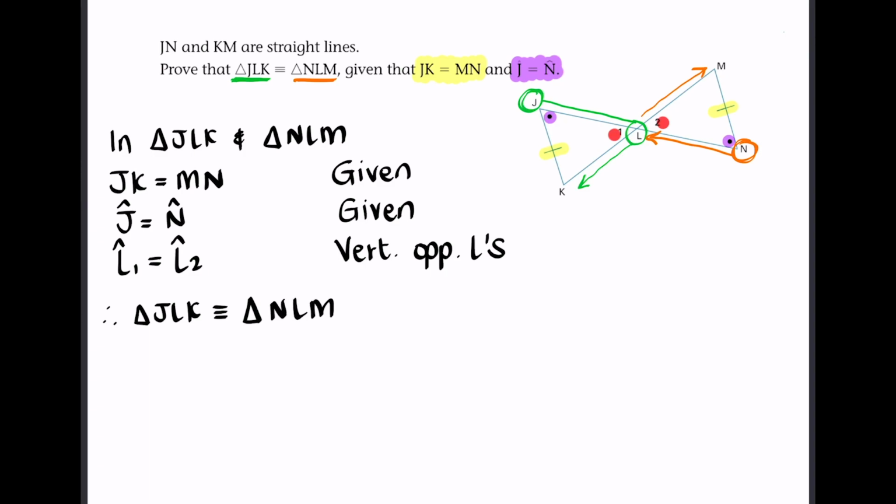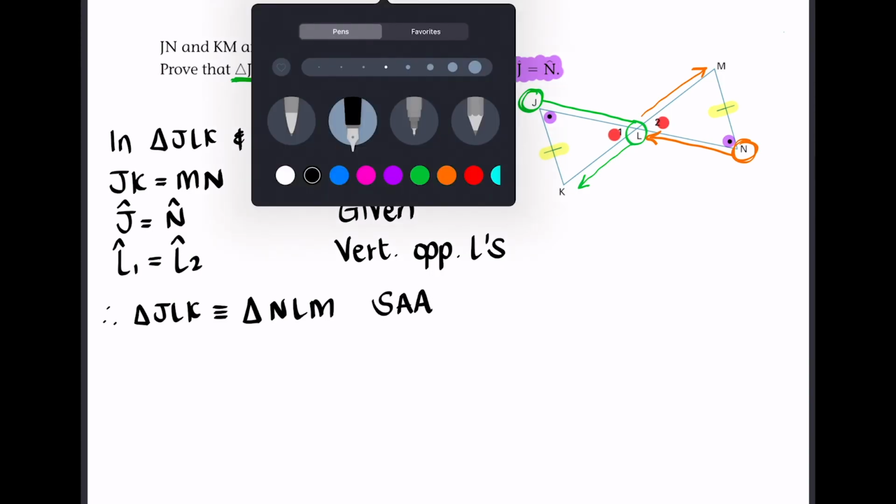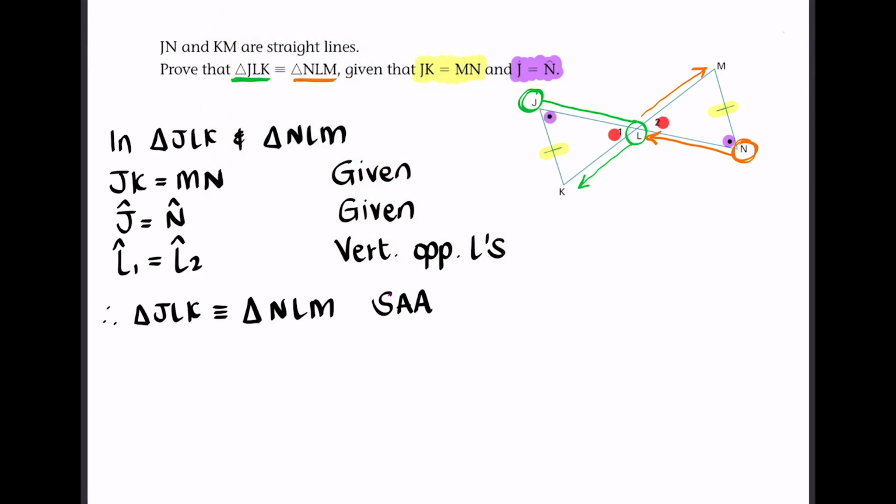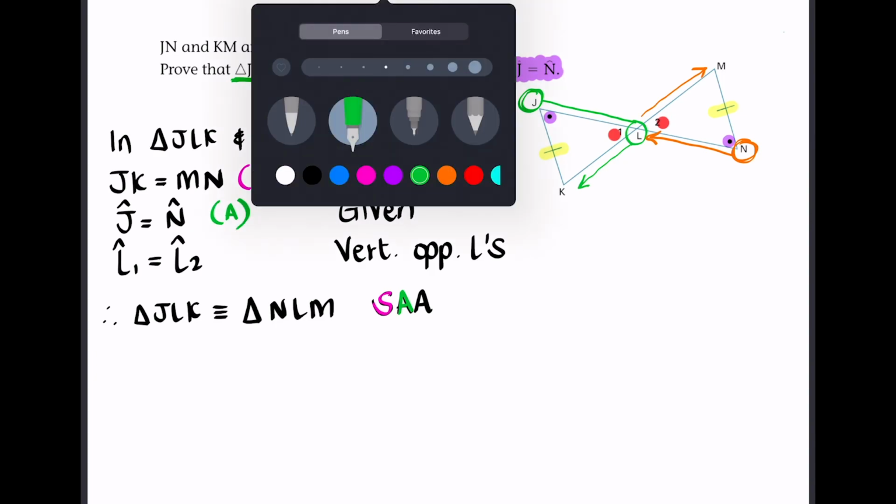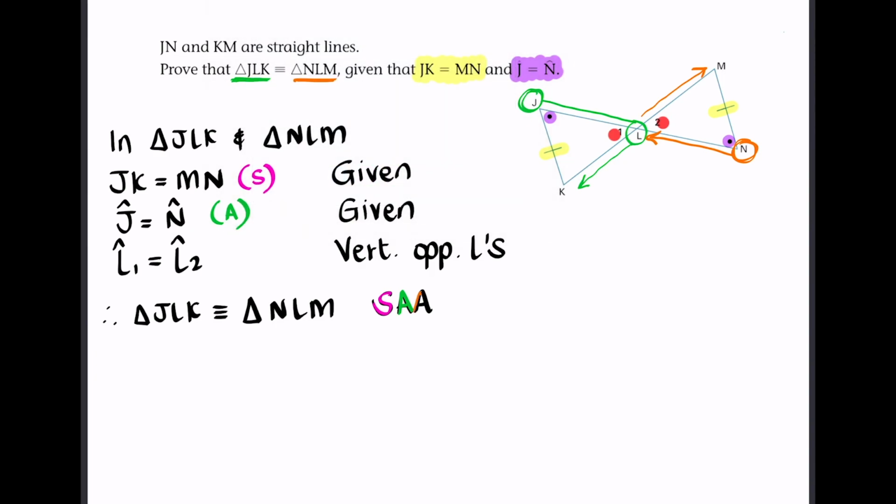I need a condition of congruency, and that will be side, angle, angle. Quickly, if I'm just looking at where it comes from, the side would be JK equal to MN. The angle would be angle J equals angle N, and then the other angle would be the additional angle of vertically opposite angles that I used.